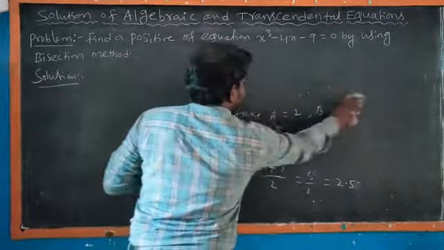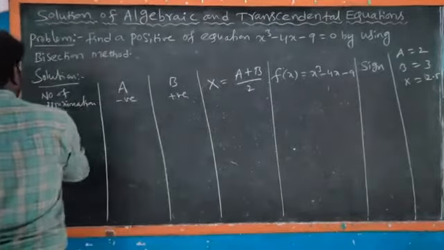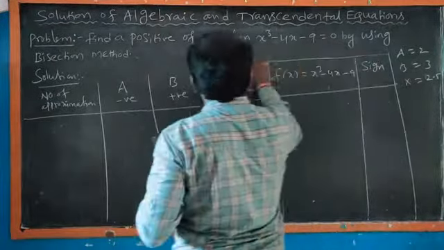Now the table is: number of approximations, capital A, that means negative values, next capital B, that means positive values, next the formula x equal to (a plus b) by 2, next the function f of x equal to x cube minus 4x minus 9, next the sign. Now the first approximation has a value 2 and b value 3. So x equal to 2.5.